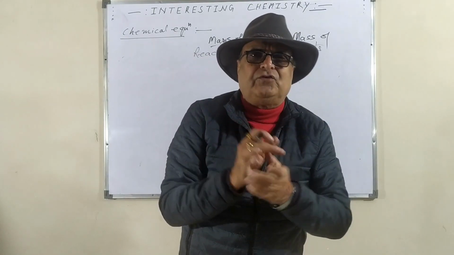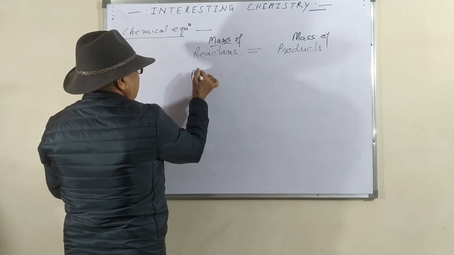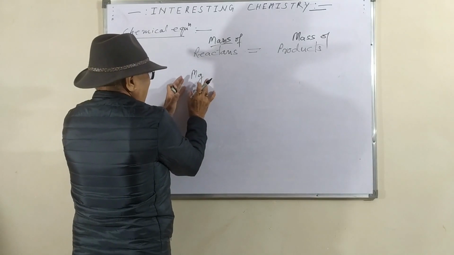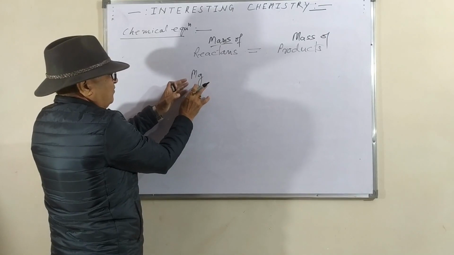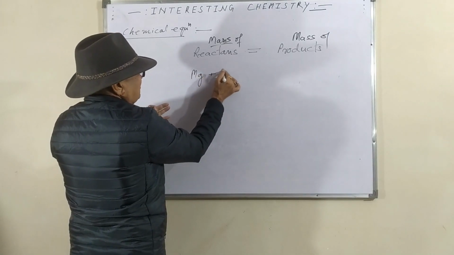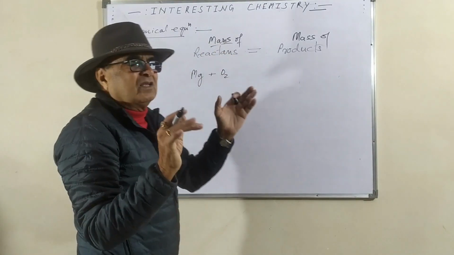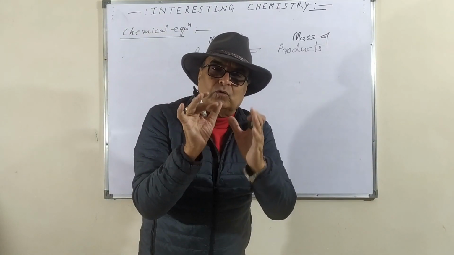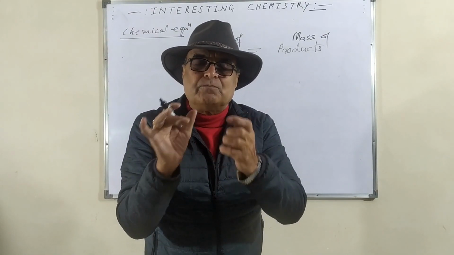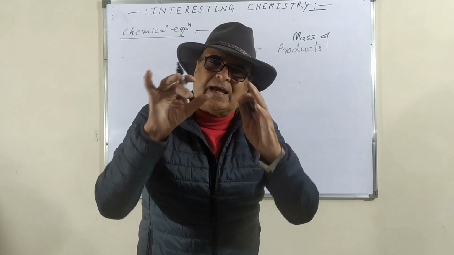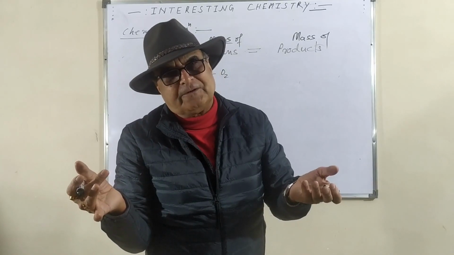So it is very difficult to know. Suppose we can calculate the mass of magnesium, but we can't calculate the mass of oxygen. So it is very difficult to balance the equation by equating the mass, with the help of mass. So how will you balance the equation?